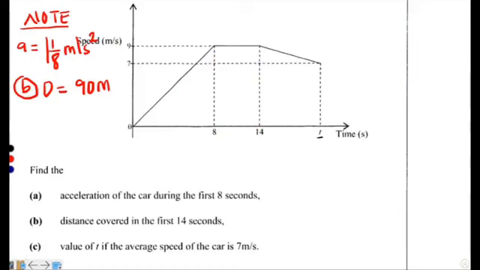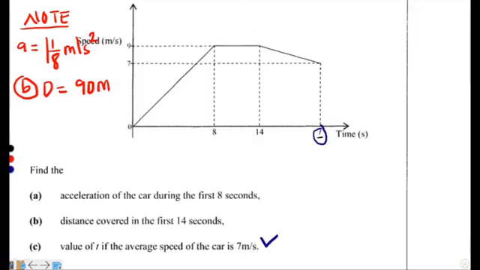So we've now come to our question C right here. Question C reads: find the value of t if the average speed of the car is 7 meters per second. So the average speed of the car is 7 meters per second, and they want us to find the value of t. You can see we have a t right here.